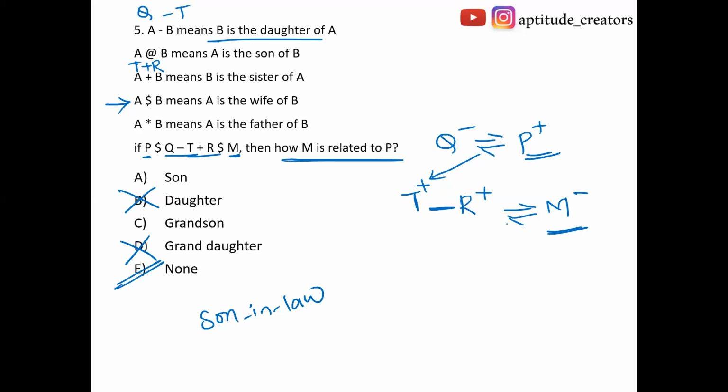Son is not possible. Here these two persons are daughters of Q and P. Correct. Now M is the husband of R. Correct. That is the reason here son-in-law. Answer is option E, son-in-law.